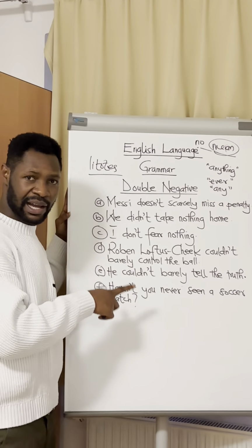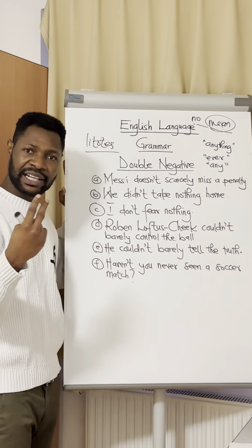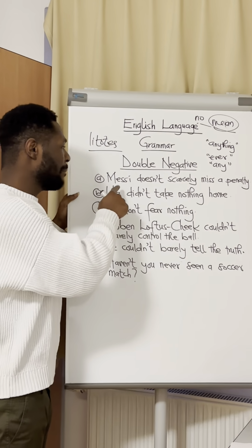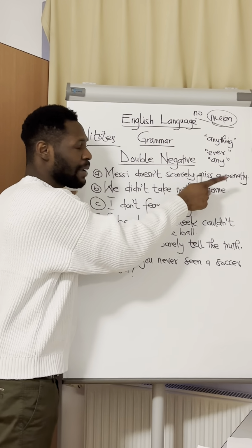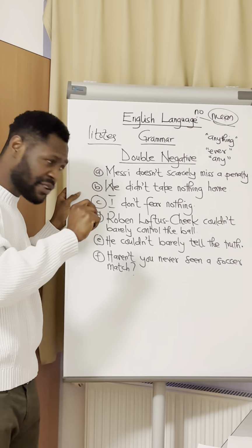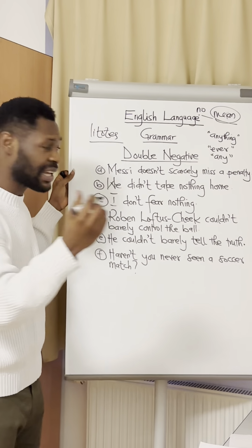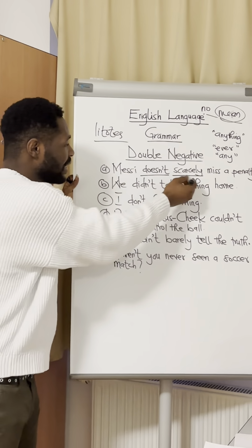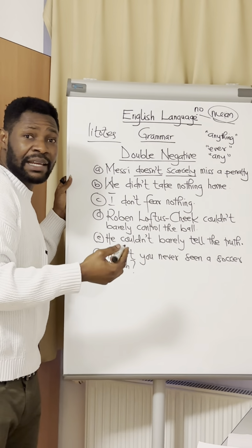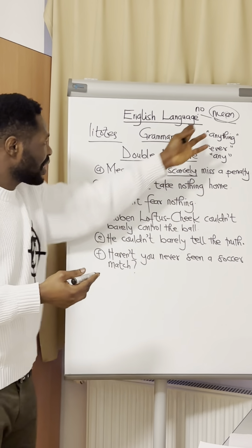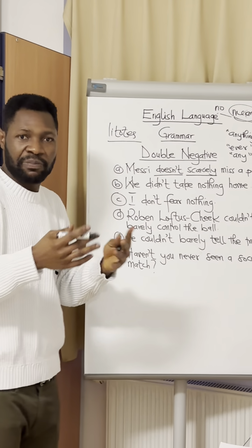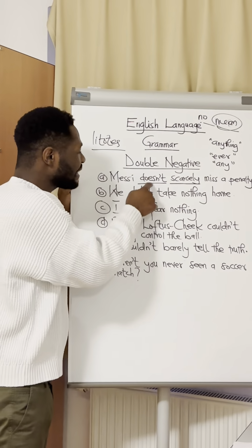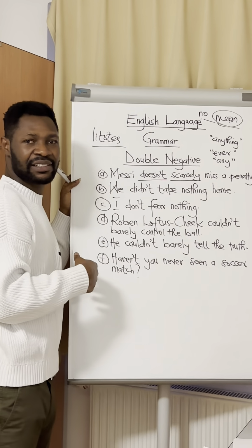But when we come to grammar, these sentences are of two negatives, but they are unacceptable. Why are they so? Let's start with Messi. Messi doesn't scarcely miss a penalty. If you look at this sentence very well, you realize that we have two negatives here. One is doesn't. The other is what? Scarcely. So these two words are negatives. And you would think that they are correct, because we have no mean and it is great, or not bad and it is delicious. But here, it is unacceptable.